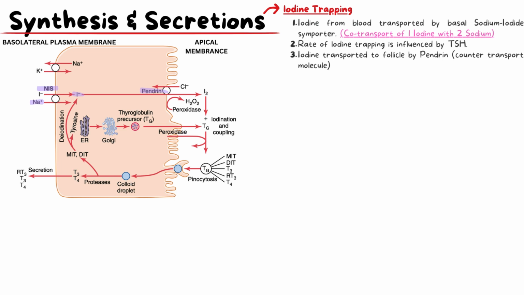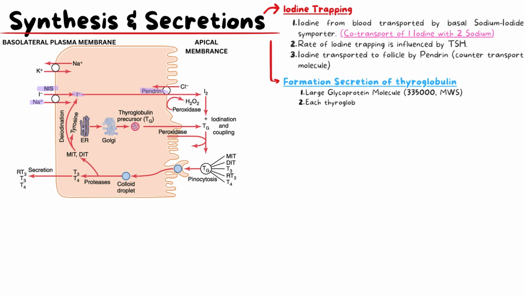Along with iodide, thyroglobulin is also secreted by the epithelial cells of the thyroid. Thyroglobulin contains tyrosine amino acids to which iodine will bind. Thyroglobulin is a large glycoprotein molecule with a molecular weight of 335,000. Each molecule of thyroglobulin contains about 70 tyrosine amino acid residues. Thyroglobulin is synthesized in the endoplasmic reticulum and the Golgi, and then it is secreted into the follicles.